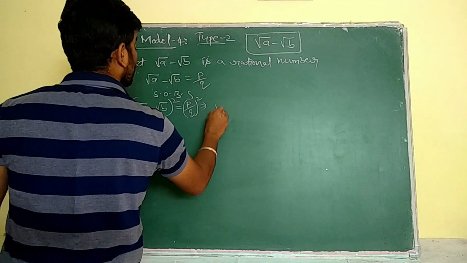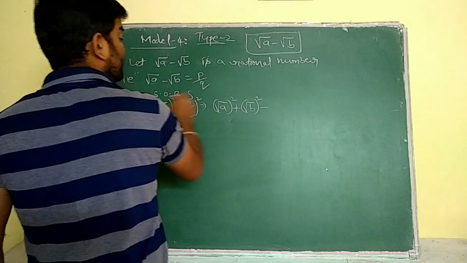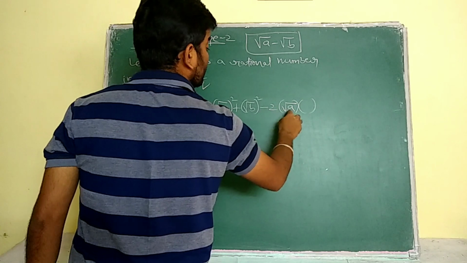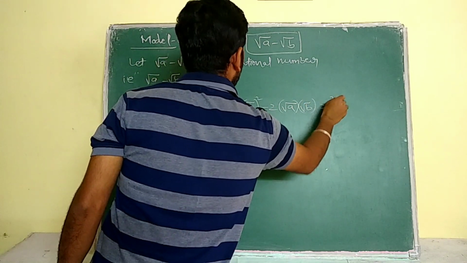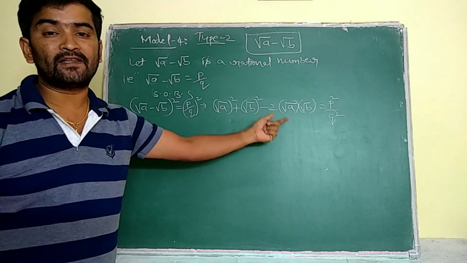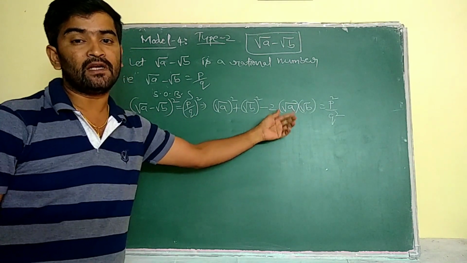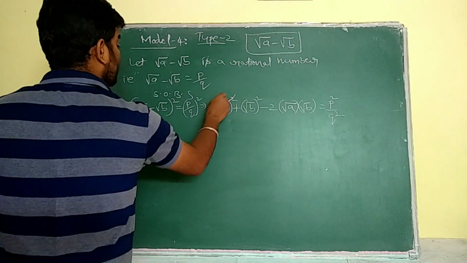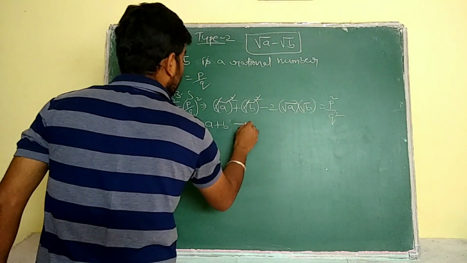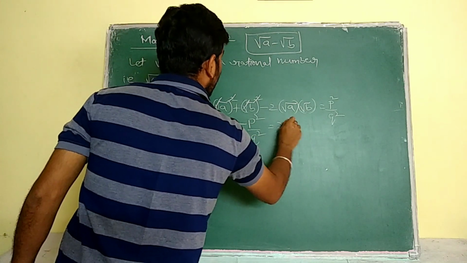That implies root a whole square plus root b whole square, and as it is (a minus b) whole square, we write minus 2 into root a into root b, equal to p square by q square. As I told you already, we write the radical value as a positive value, so I transfer this negative 2 root ab to the other side. The square and root cancel, so a plus b is left. I bring back this p square by q square to the left side, which is equal to 2 root ab.